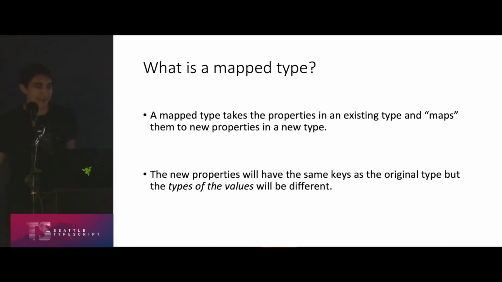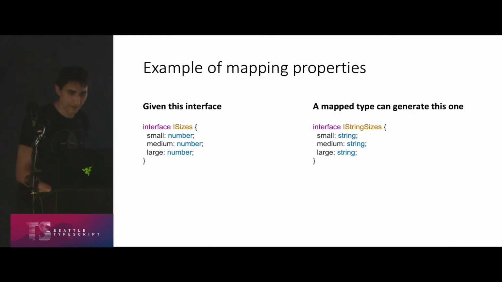So what is a mapped type? A mapped type just takes properties in an existing type and maps them to properties in a new type. So all that means is if you've got an interface like this one, ISizes, with a bunch of properties and they have a bunch of types, a mapped type could turn it into something like IStringSizes on the right side. It could have all the same keys, but have different types for them. In this case, it turned all the numbers in ISizes into strings in IStringSizes.